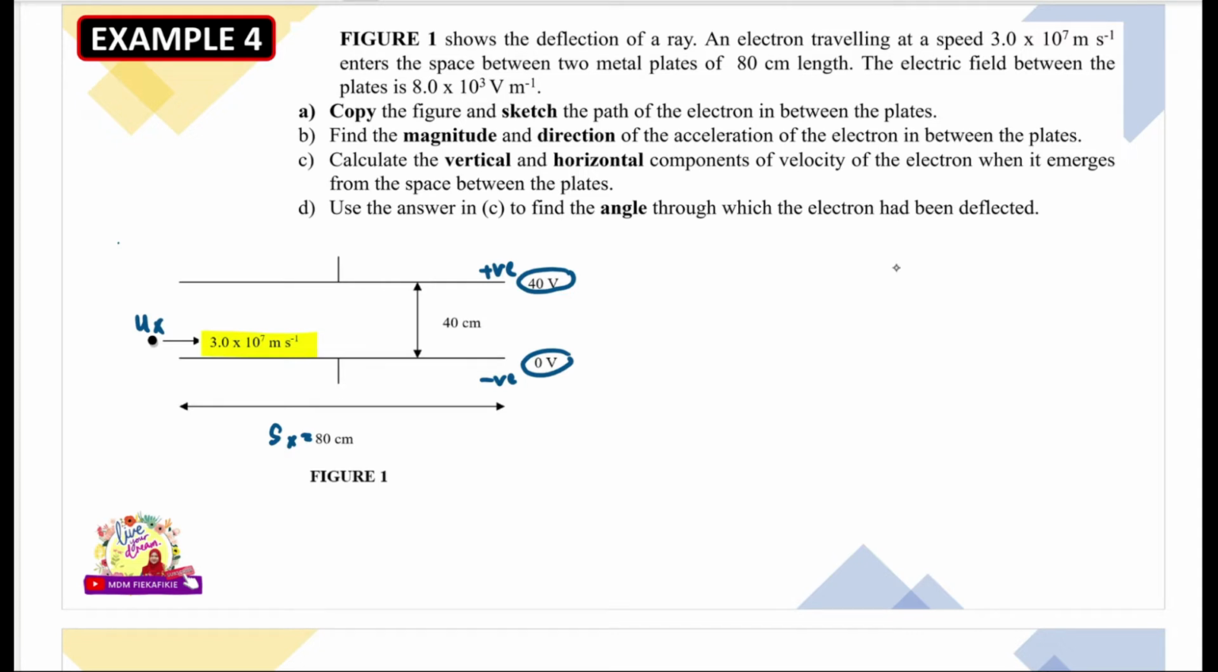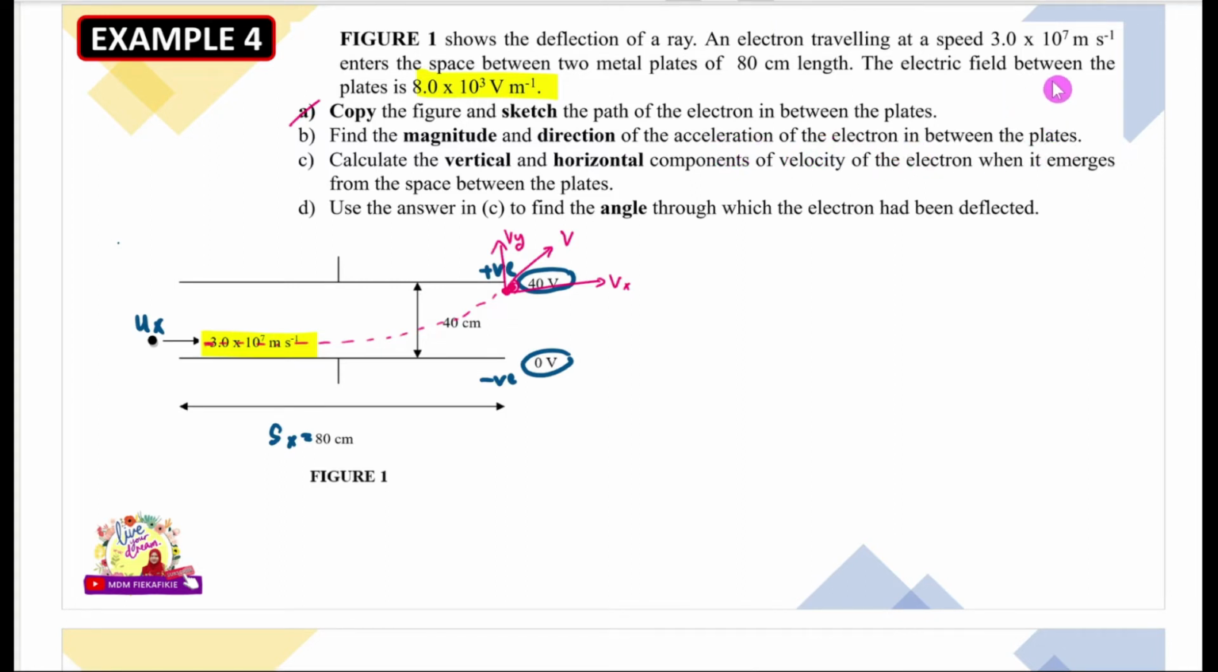So copy the figure and sketch the path of the electron between the plates. Okay, so dia akan jadi macam ni lah. Okay, dia akan deflected in this direction. Okay, ataupun macam ni. Kita betulkan balik. Okay, kita consider V here, Vx and then Vy. So ini adalah angle. Okay, so A dah jawab. Kita cuba buat yang B pula. Find the magnitude and direction of the acceleration of the electron between the plates.